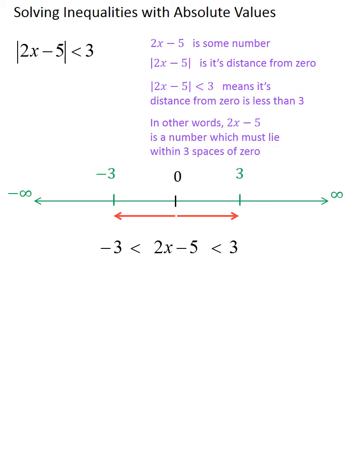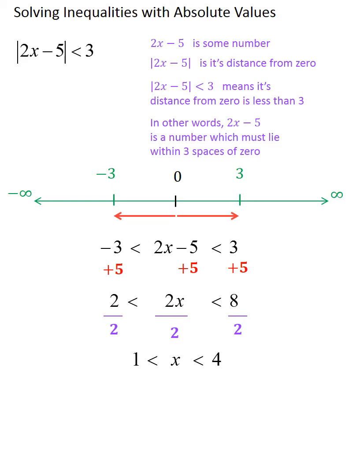Now, let's go to the actual algebra of solving for x. In order to solve this for x, I have to get the x by itself. And to do that, I'm going to add 5 to all the quantities in this string of inequalities. By adding 5, I will cancel out the negative 5 that's there now. In my further goal to isolate the x, I'm going to divide every number in this string of inequalities by 2, thereby isolating the x.